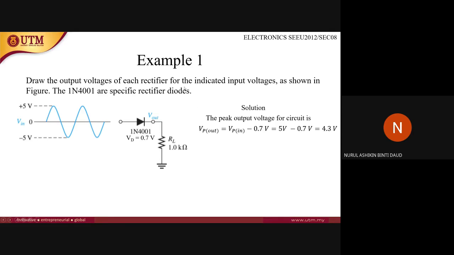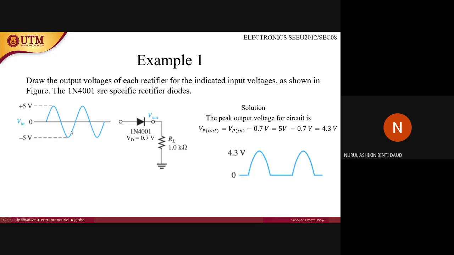So next, the question asks you to draw the output voltage of each rectifier, right? So you have to draw the waveform of the output voltage. Since this is the half wave rectifier, at the positive cycle, the current can flow, so it will give you 4.3 volts at the peak of the waveform, at positive volts.